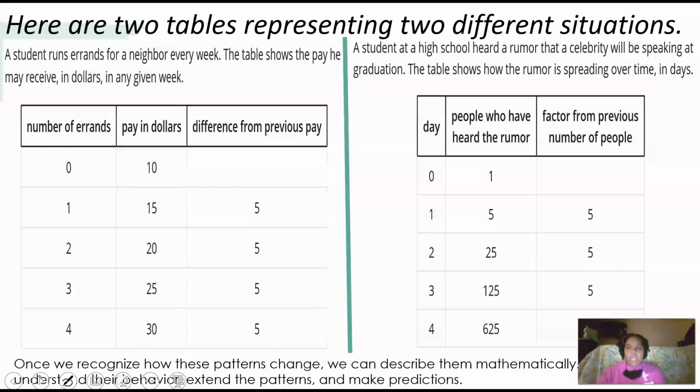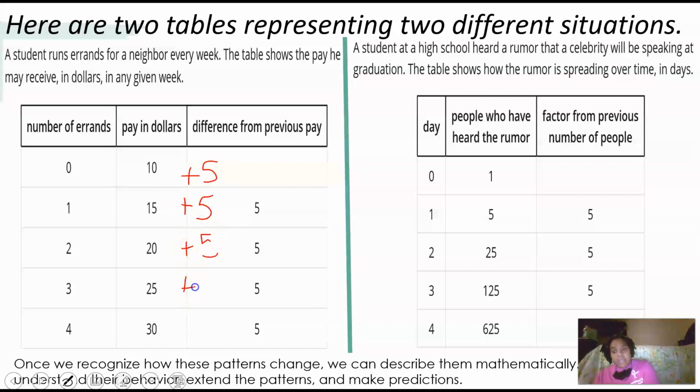In this one table, he runs 0 errands and earns $10. There's no difference in this previous week here. He runs 1 errand and earns $15, so he earns $5 more than what he earned the first week. Then he runs 2 errands and earns $20, $5 more. So 3 errands, $25, $5 more. So here he's adding 5 each time. The pattern here is adding 5.